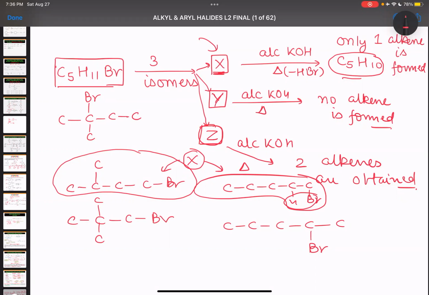And which structure could be Y out of these? This is the first structure, this is second, this is third, this is fourth, and this is fifth. It will not undergo an elimination reaction. Why will it not undergo an elimination reaction? What could be the reason?